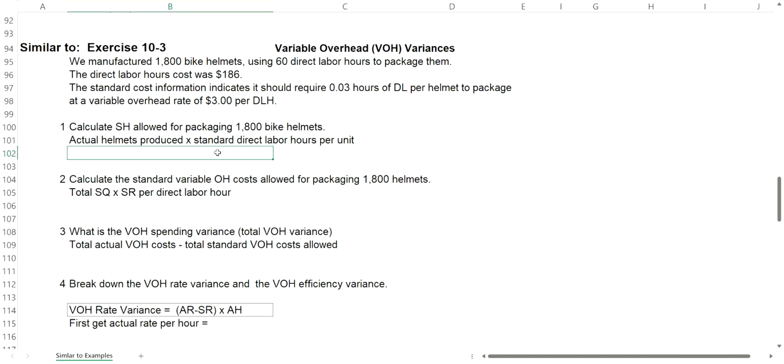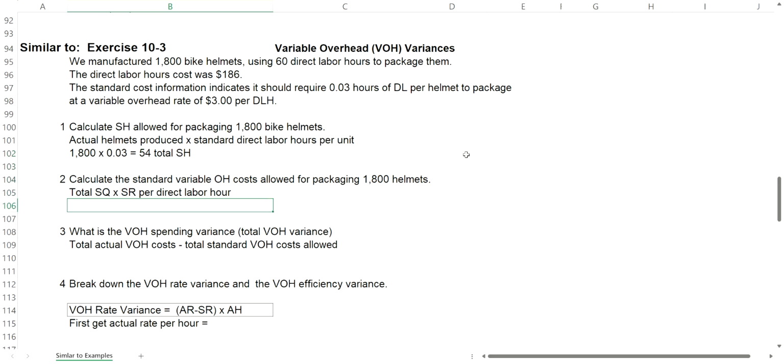So like with the other variances, we're going to start with some sub-calculations. We're first of all going to calculate the standard hours allowed for packaging those 1,800 bike helmets. So we would take the actual helmets given at 1,800 times the standard direct labor hours per unit, which is given at 0.03. Multiply that out. That is a total of 54 standard direct labor hours.